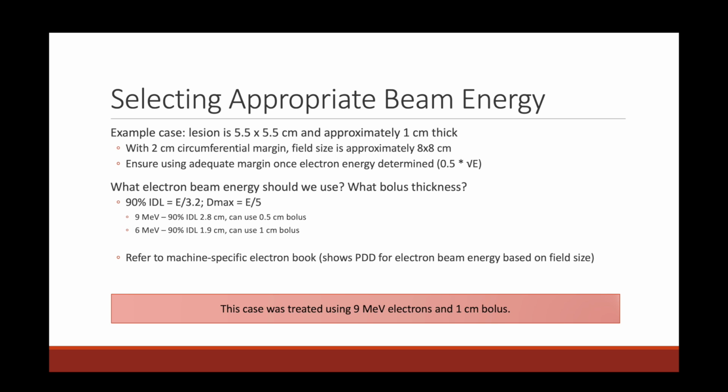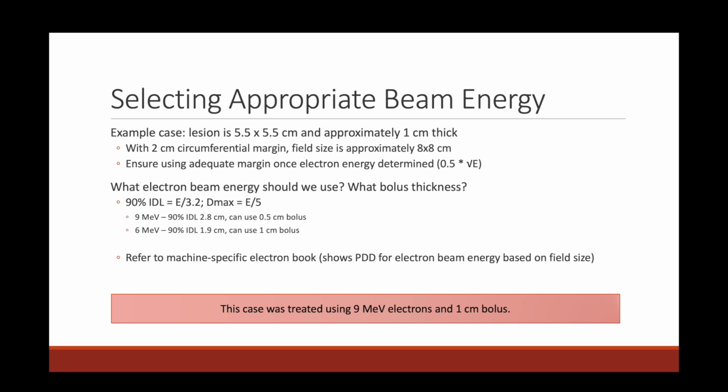So in terms of what electron beam energy should we use? For the 9 MeV beam, the 90% isodose line is going to be at 2.8 centimeters. And if we use a 0.5 cm bolus, then we're going to be treating to 2.3 centimeters inside of the patient. If we use a 6 MeV beam, the 90% isodose line comes out to 1.9 centimeters. And we might need a larger bolus with the 6 MeV because remember the surface dose will be smaller with 6 MeV. So if we use a thicker bolus, then we end up treating only 0.9 cm inside of the patient. So then we're missing some of that tumor.